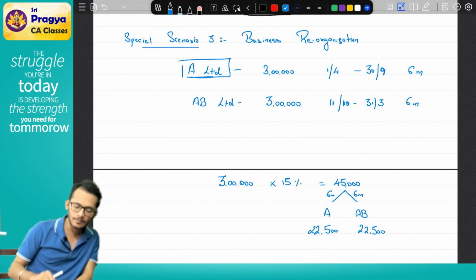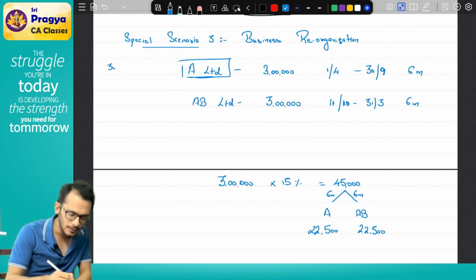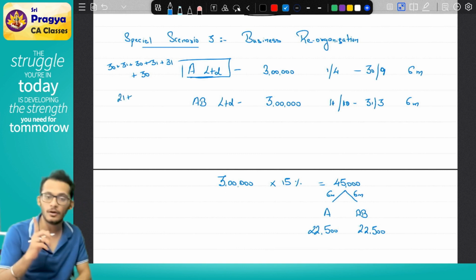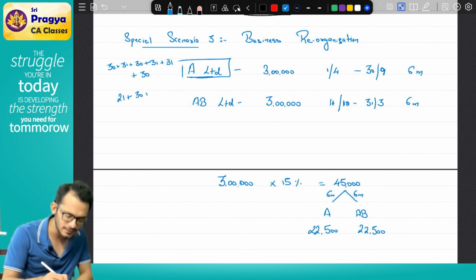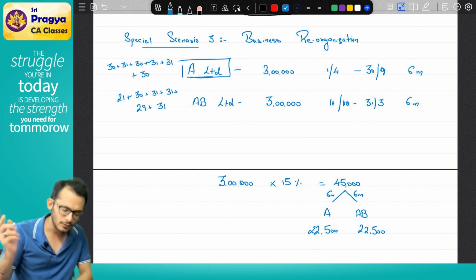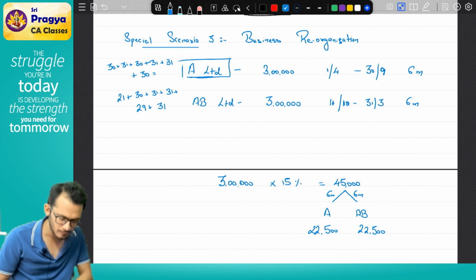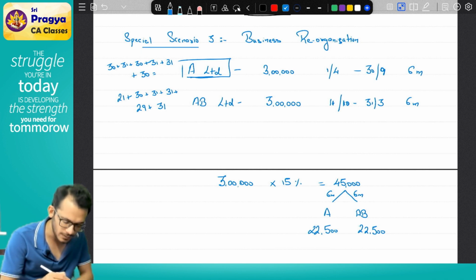How many days did A have it? April 30 days. Then May is 31. June is 30. July is 31. August is 31. September is 30. How much period did AB have it? October 21 days. November is 30 days. December is 31. January is 31. Since you are in a leap year, February is 29. March is 31. Total the numbers. 180, 183.